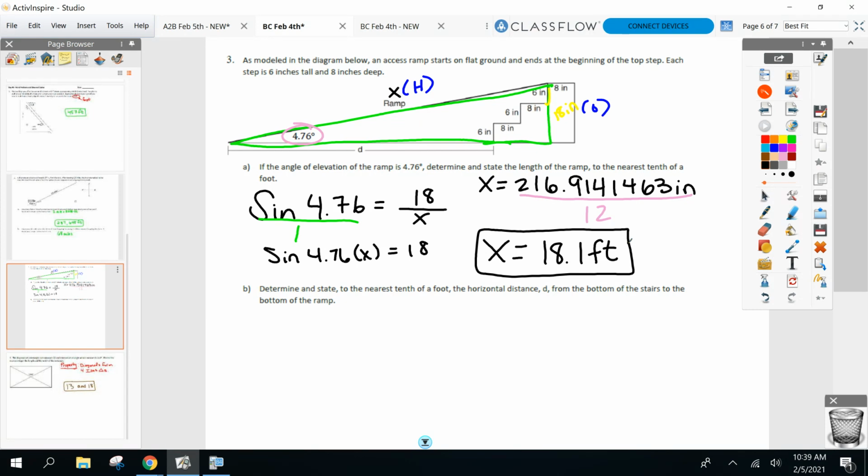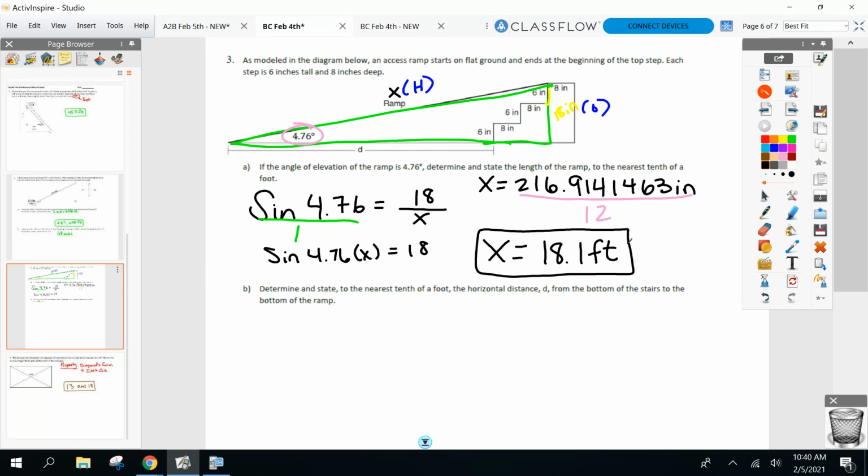Okay, so we just have to watch for that. It's going to happen more and more, so just a heads up. Everyone all right on part A while we had to turn it into feet? All right, part B. This is a little bit tougher now. Find D. Find that distance, D, from the bottom of the stairs to the bottom of the ramp. Oh boy.